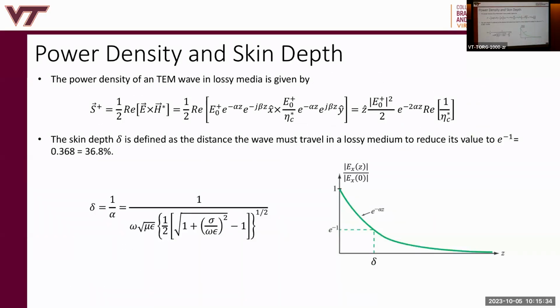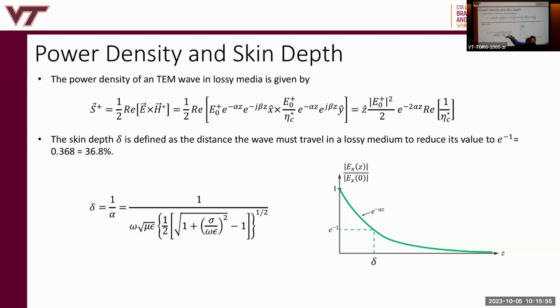Okay, let's look at power density and skin depth. So the power density of a TEM wave in a lossy medium. Now we can calculate the power density in the lossy medium. Still 1/2 real part of E cross H conjugate. But we have the e to the minus alpha z's now, right? And we have our wave impedance here, which is complex. So we're writing E as e to the minus alpha z, e to the minus j beta z x, right?